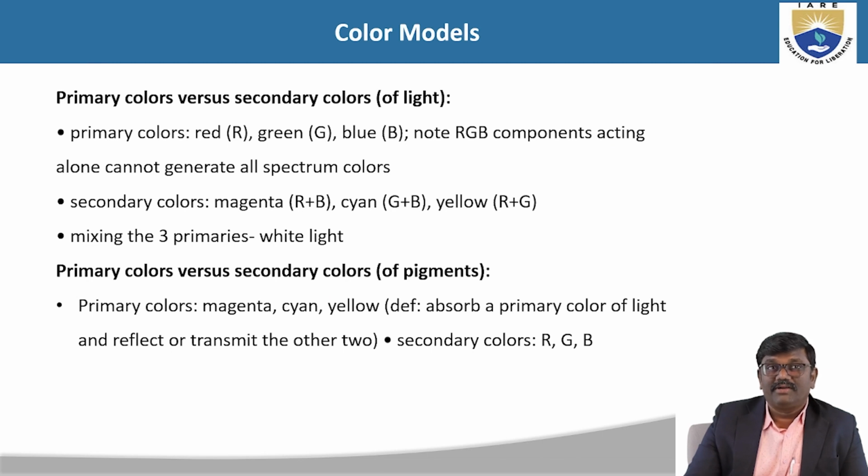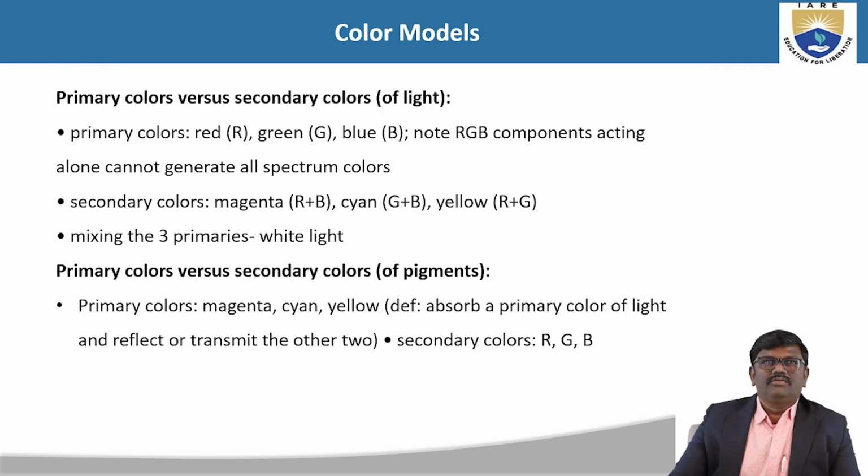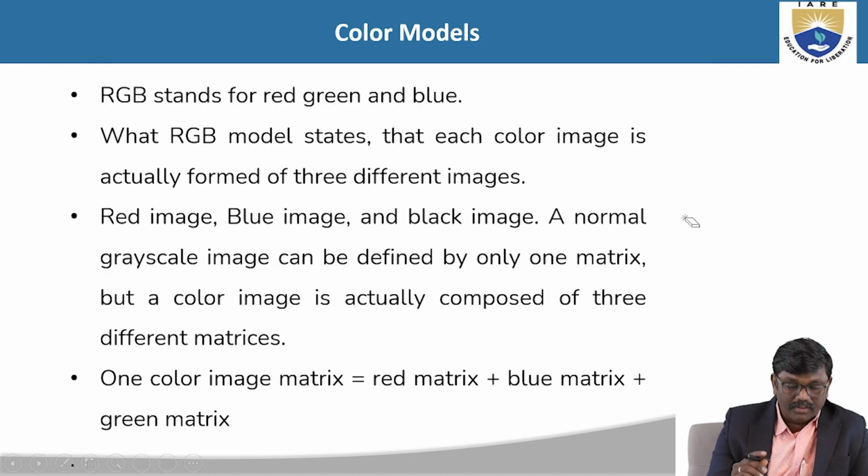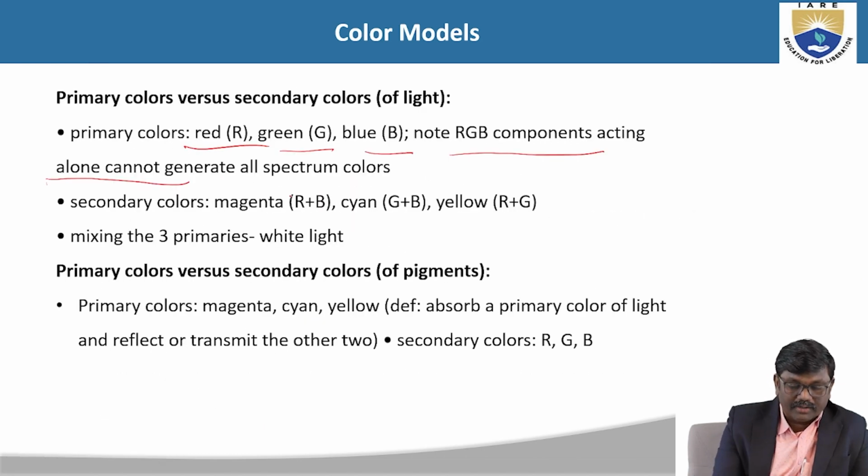Basically, we want to understand primary colors versus secondary colors of light sources. The primary colors are red, green, and blue, noted as the RGB components. Acting alone, they cannot generate all spectrum colors.